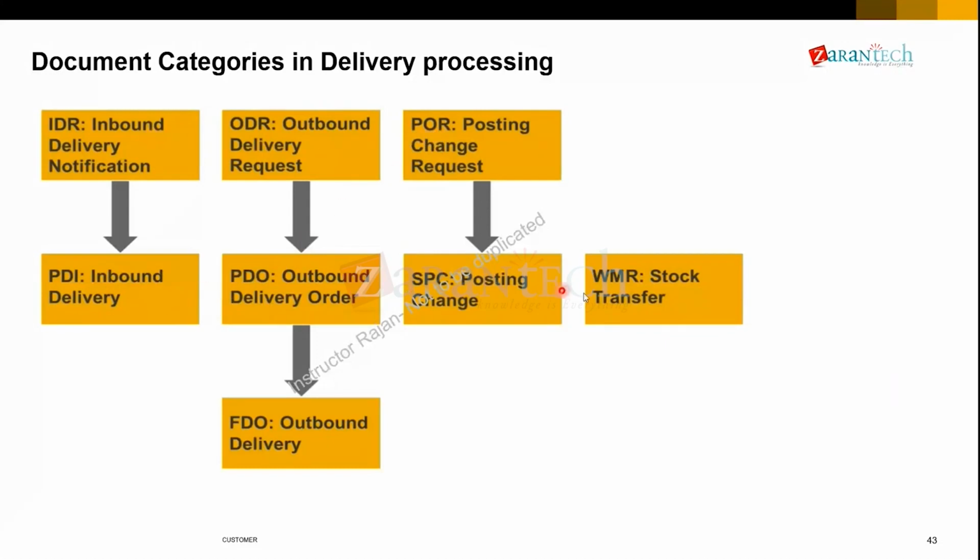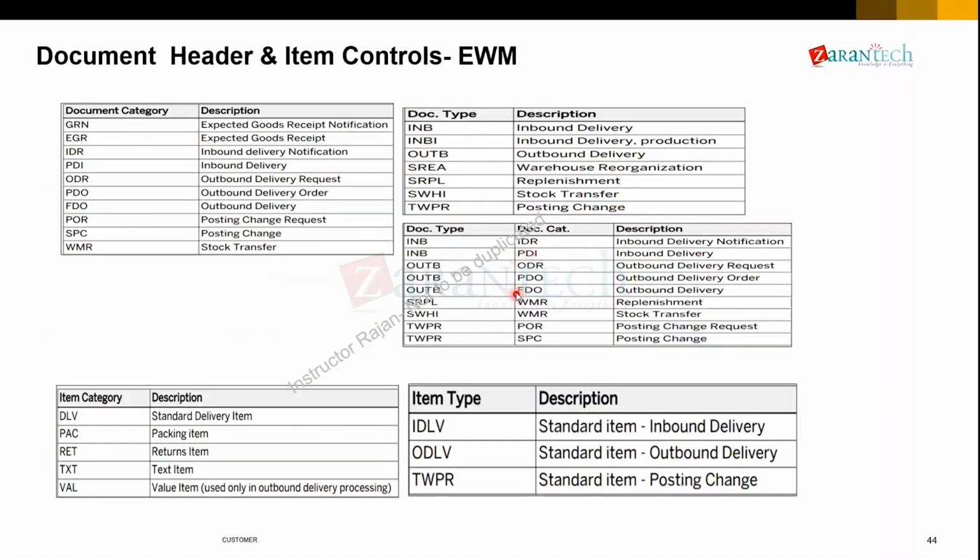Now we have only 4 documents left, and of course in outbound we have one more document. We know the significance of this document as well, for the late outbound delivery split, and also for the invoice before goods issue. So one we have for inbound, the other one for outbound, one for posting change, and another for stock transfer. Okay, so now with this combination, the document category and document type will help you to determine the controls.